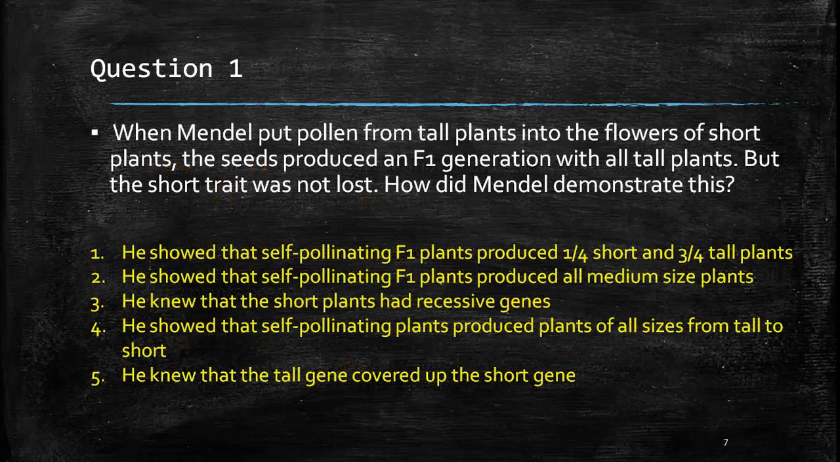Now, based on what we have discussed so far, try to answer the following question. When Mendel put pollen from tall plants into the flowers of short plants, the seeds produced an F1 generation with all tall plants. But the short trait was not lost. How did Mendel demonstrate this?